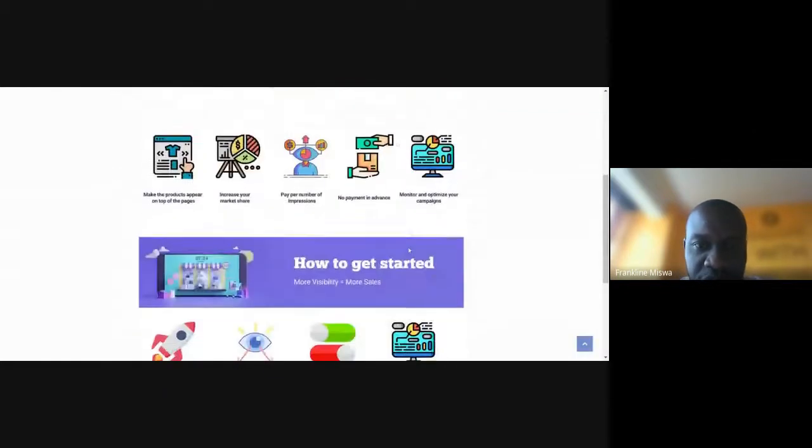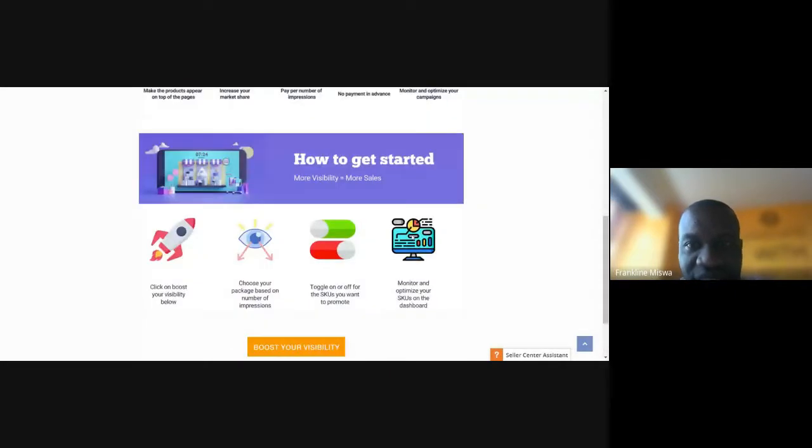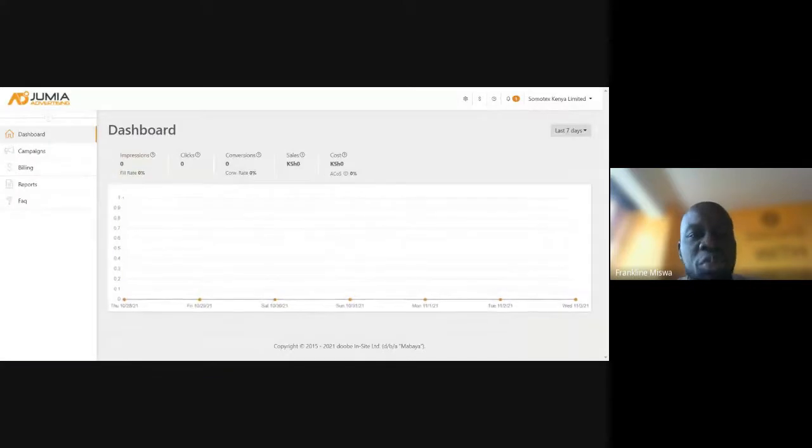I go to promotions. Promotions under sponsored products. Okay? And under sponsored products, you can see Boost your visibility. It's pretty neat nowadays, which I like. So more visibility equals more sales. And then you click on Boost your visibility. All sellers have this. For us, you're actually leaving Seller Center to show you because you're going into Mobile. Mobile is simply the sponsored products platform that we have. So this is the dashboard that you will see. Okay? This is the dashboard that you will see.